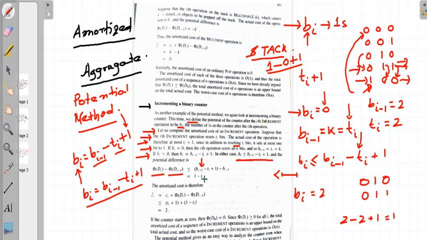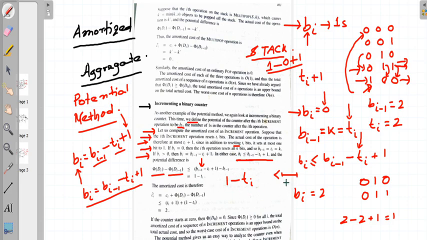So bi minus 1 minus ti plus 1 minus bi. So the bi minus 1 terms will cancel out. So it will be 1 minus ti. Okay, so 1 minus ti. So this potential difference will be upper bounded by this quantity, 1 minus ti.